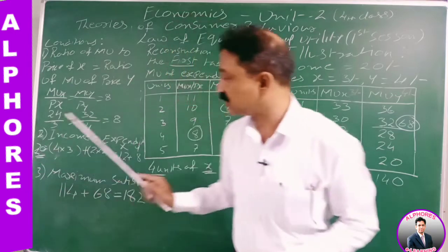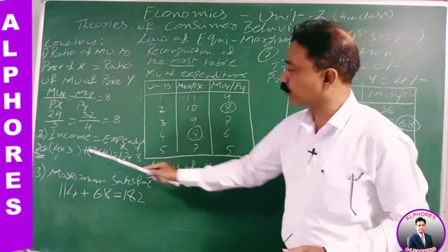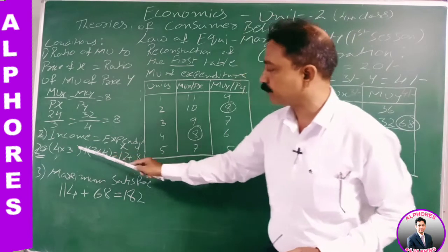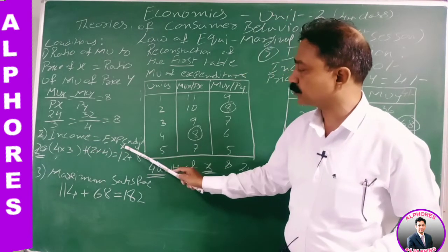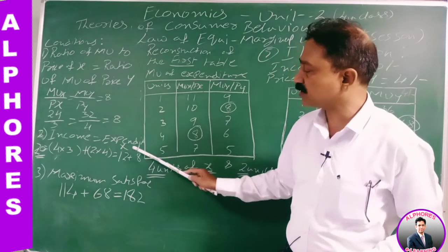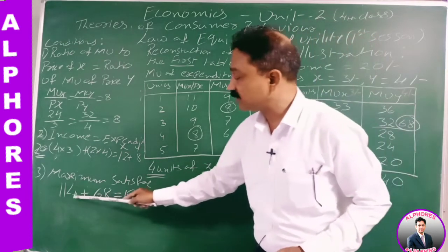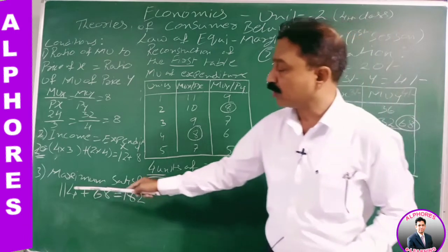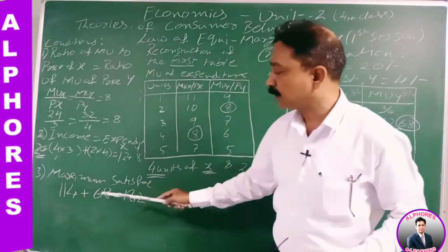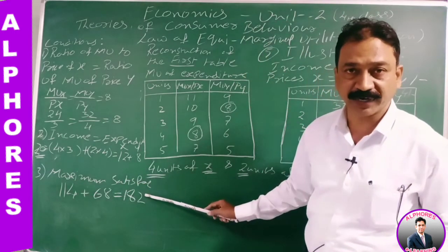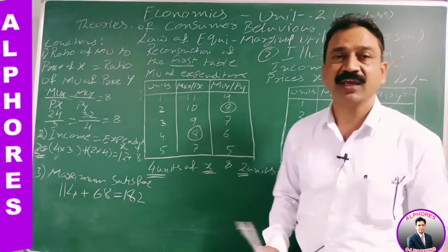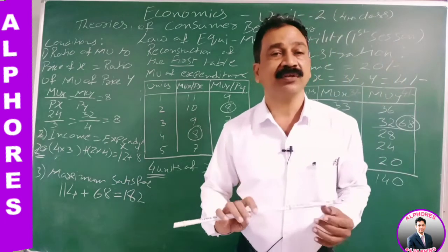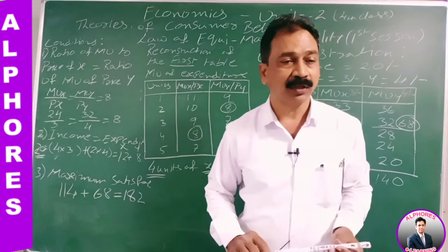So in this combination, purchasing 4 of X, 2 of Y, spending 12 rupees on X, 8 rupees on Y, he got maximum satisfaction of 182. 114 from X commodity, 68 from Y commodity. With this, he is in equilibrium. This is called equimarginal utility.